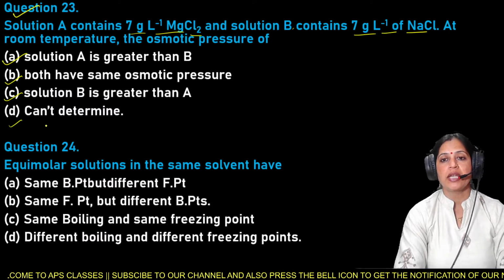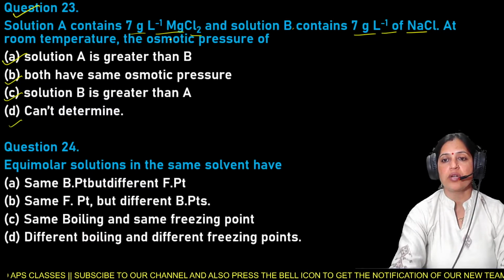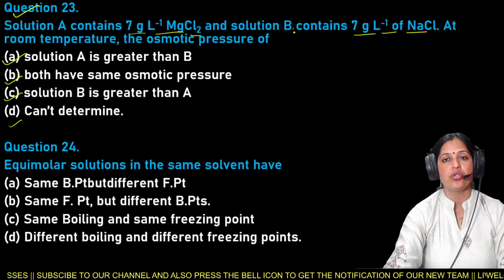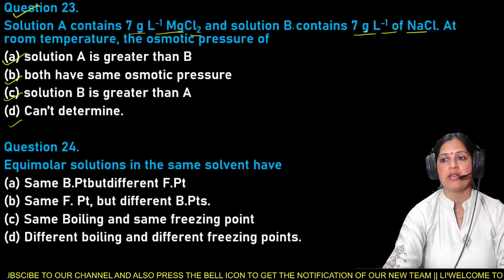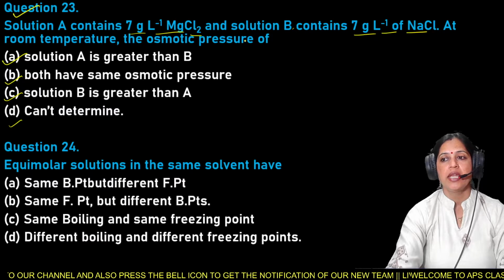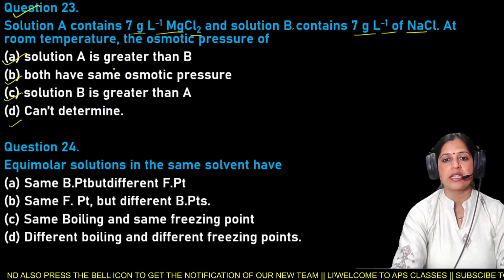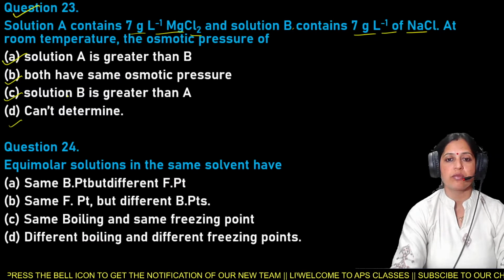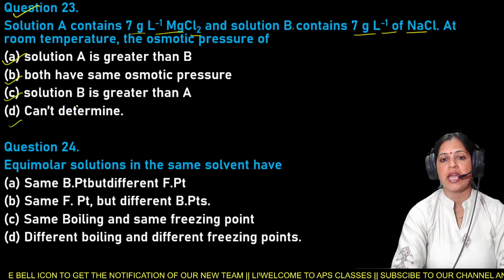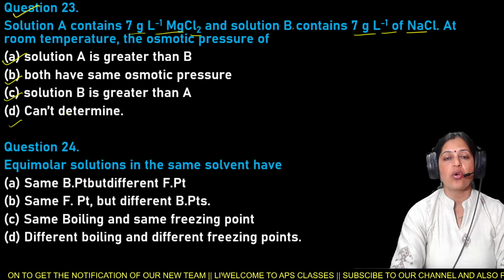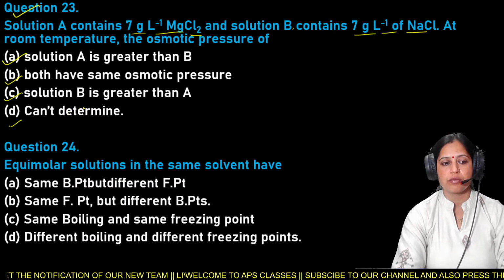If solution A contains 7 gram liter inverse magnesium chloride and solution B contains 7 gram liter inverse of sodium chloride, at room temperature, the osmotic pressure of solution A is greater than B, both have the same osmotic pressure, solution B is greater than A, and D is cannot determine. It is the question number 23.